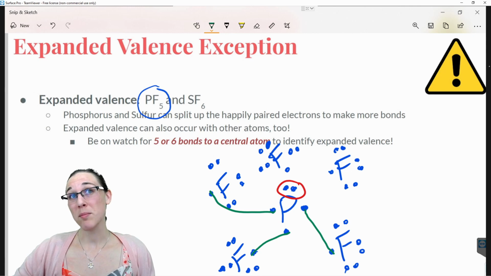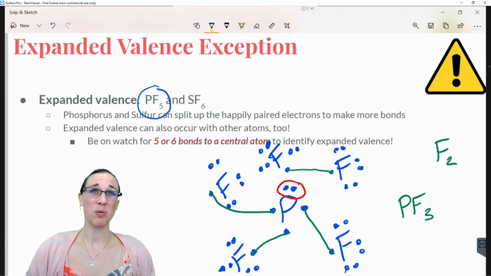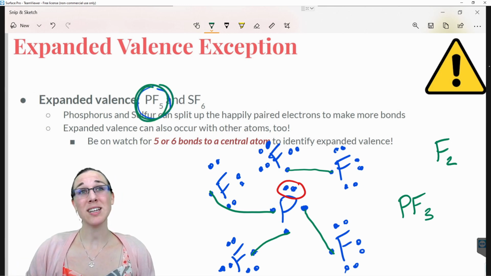We need to make one molecule while all of these are connected to each other. So we would not connect fluorine to fluorine here because that would result in PF3, F2. Those are 2 separate molecules. That's not going to work. We're trying to draw PF5, so they all need to be connected together to the same central atom.